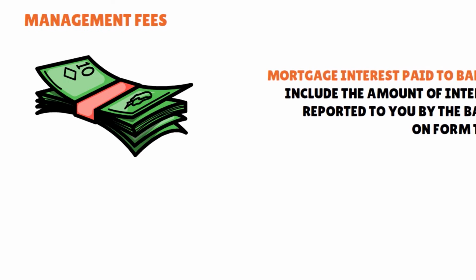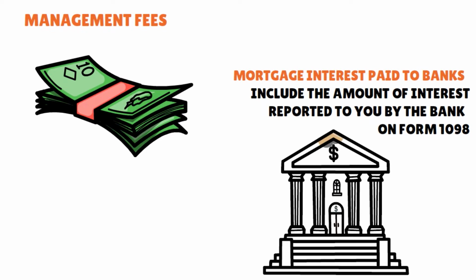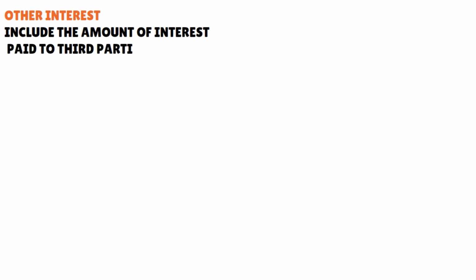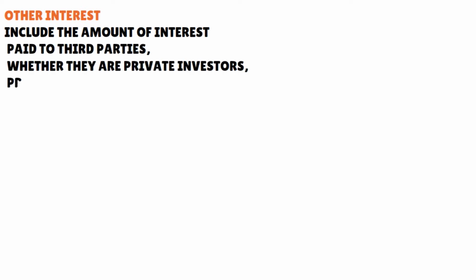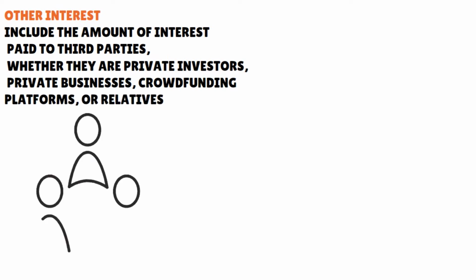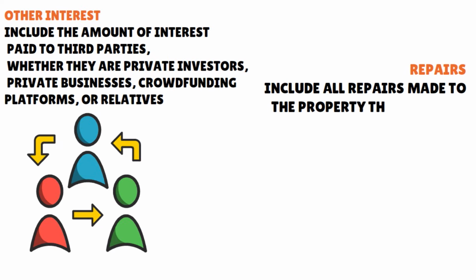Mortgage interest paid to banks. So you want to put that also. And this is basically, you get this on Form 1098. And other interest. So this actually amounts to the money you pay to third parties, whether they are private investors, private businesses, crowdfunding platforms, or P2P sites, right?